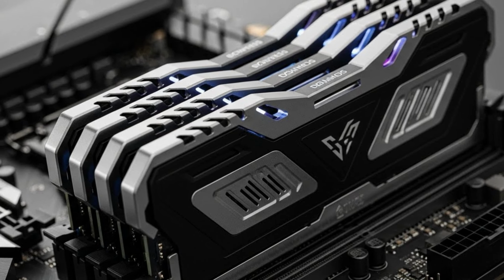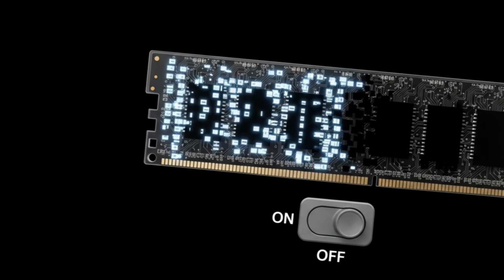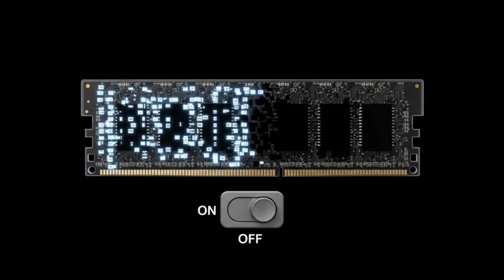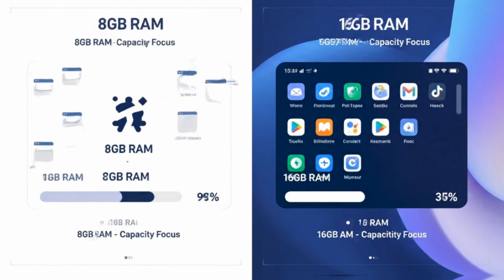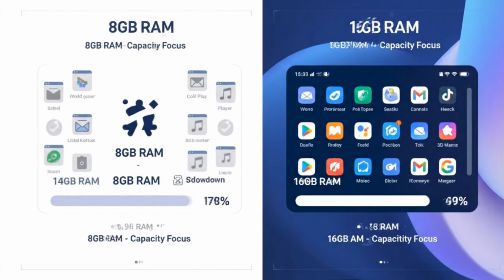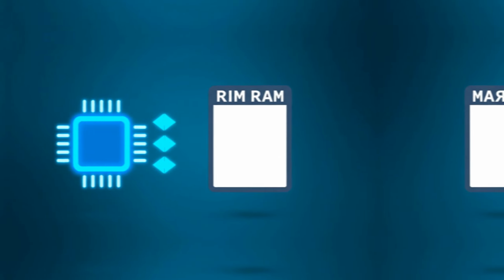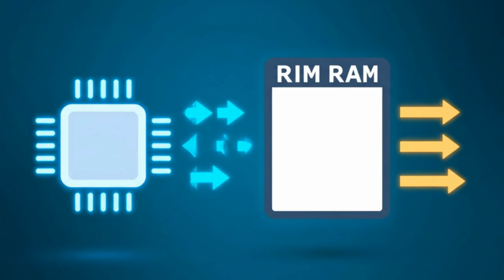So, does more RAM help? Yes, but only to a certain point. More RAM allows your system to handle more tasks at the same time. That's why most modern systems recommend at least 8 GB of RAM for smooth performance. But here's the key idea. More RAM does not automatically make your computer faster. It increases capacity, not speed. Speed depends on the CPU, memory speed, and overall system design.